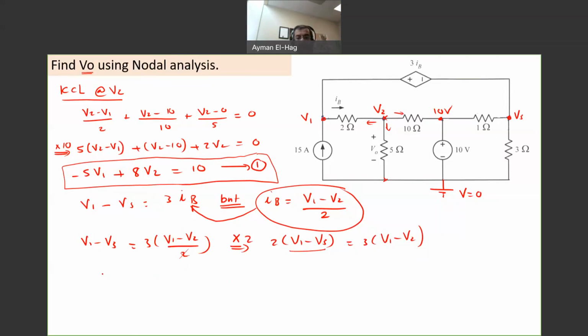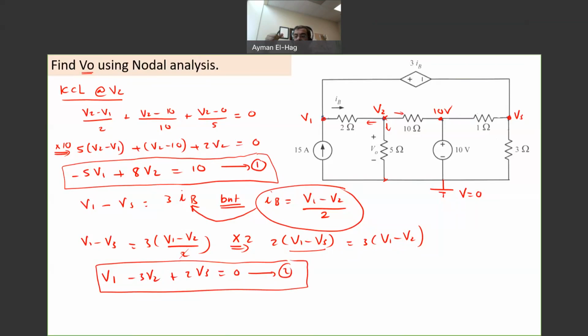So we will have V1, okay, and then we will have here minus 3V2 and then plus 2V3 equal to 0, and this is my second equation. So now I have two equations in terms of V1, V2, and V3. We need one more equation.